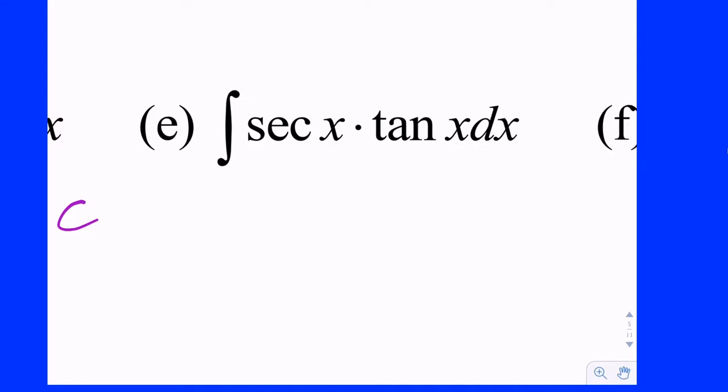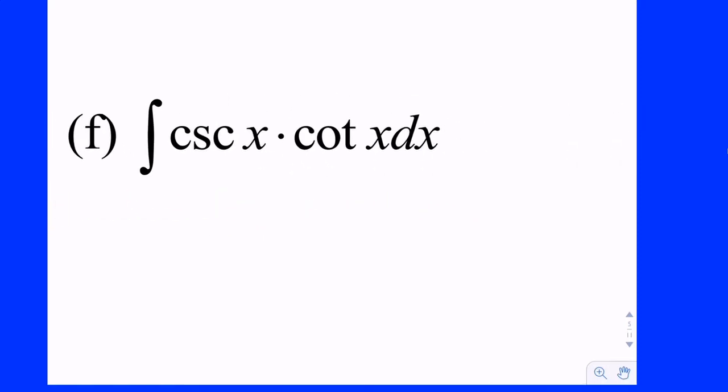Oh, sorry, he's got his mouth full. Okay. There we go. Secant x plus c. And then cosecant cotangent. I thought you'd be ready for that one, but okay. Negative cosecant of x plus c.